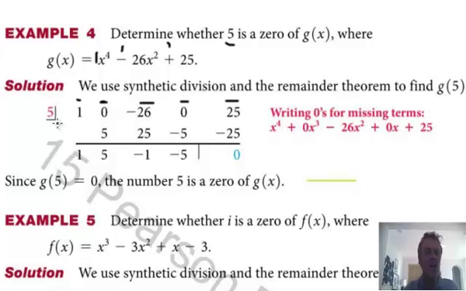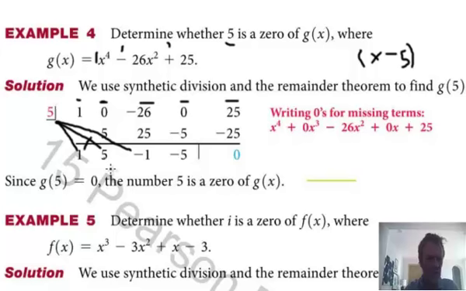Here we go. 5 times 1 is 5. Add those two together, you get 5. 5 times 5 is 25. Add those two together, you get negative 1. 5 times negative 1 is negative 5. Add those two together, you get negative 5. And 5 times negative 5 is negative 25. When you add those two together, you get 0, great. So 5 is a 0. In other words, x minus 5 must be a factor. Let's leave it at that one.